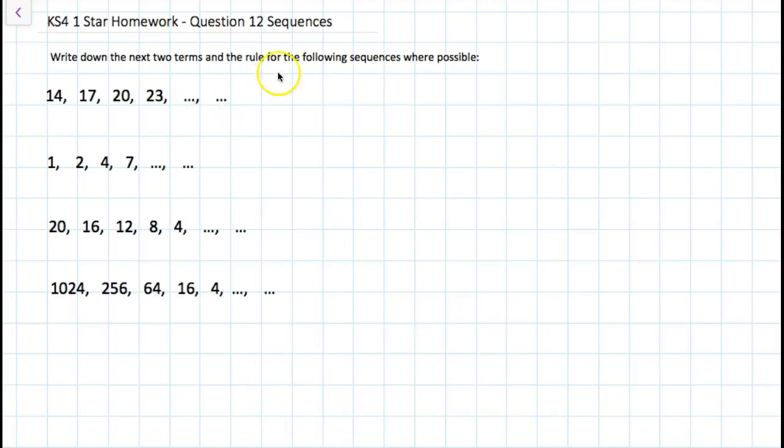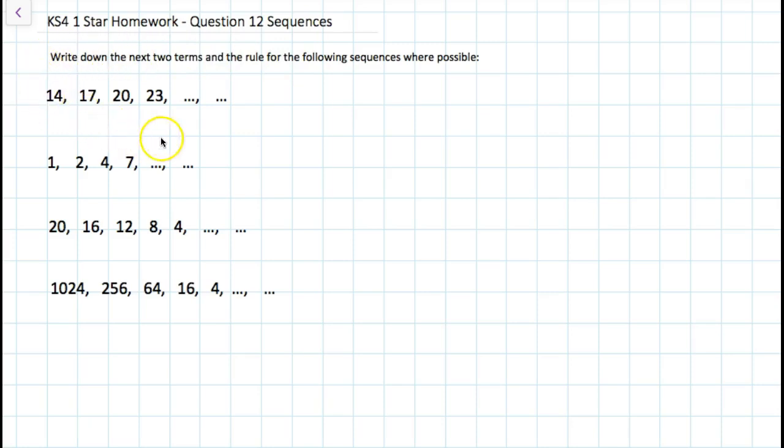Okay, in this video we're going to be looking at sequences, in particular finding the next two terms of a sequence and looking to see if we can write down the rule where possible. Now I'm saying where possible here, some of the rules you won't be expected to know at this level. We're looking at the adding, subtracting, multiplying and dividing in particular.